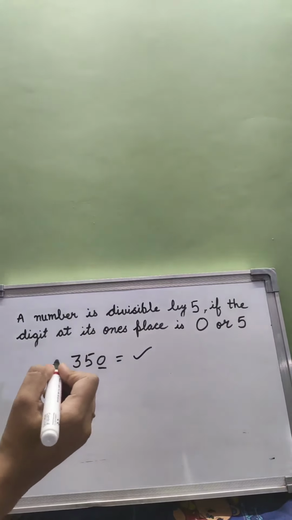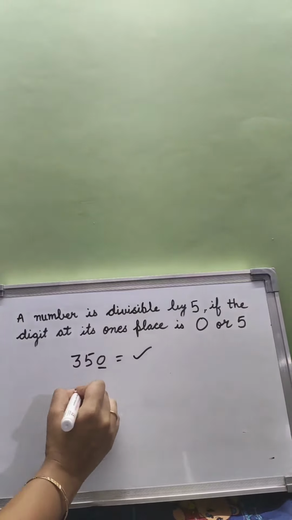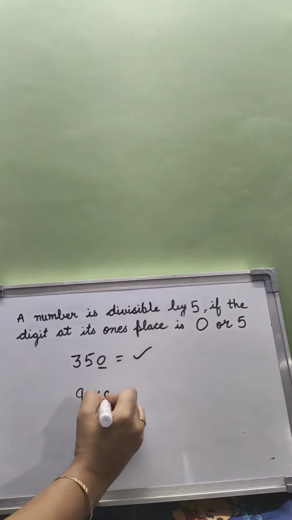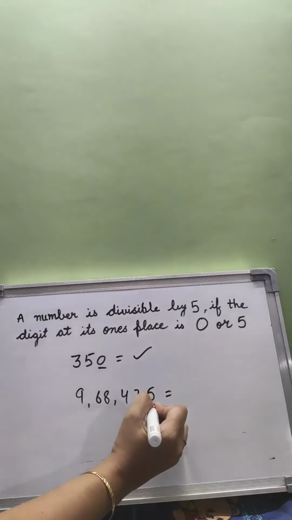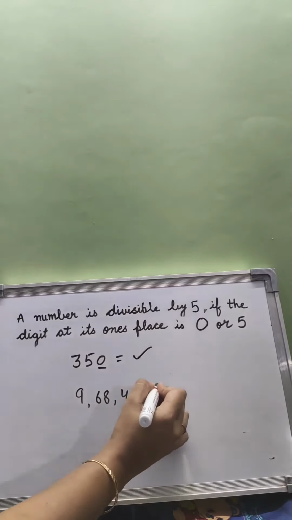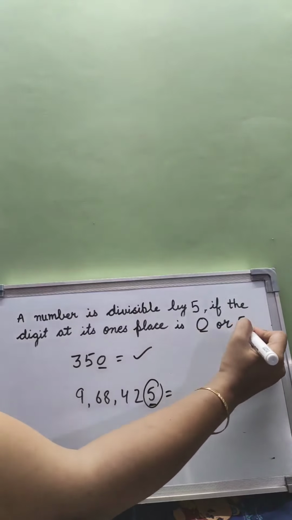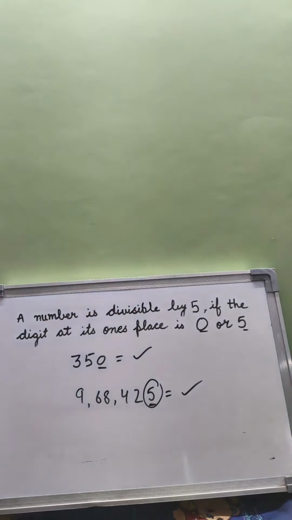Let's take a bigger number. Suppose 968,425. So what do we have at the ones place? 5. Either 0 or 5. So that means it is divisible by 5.